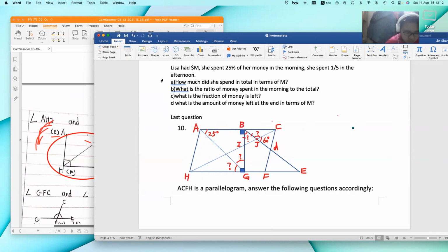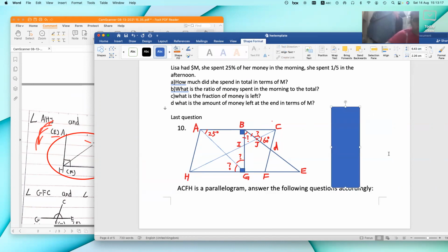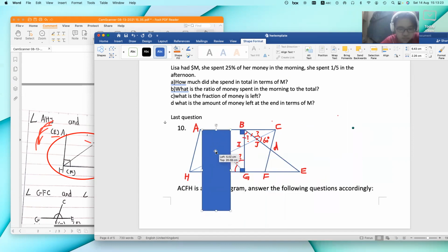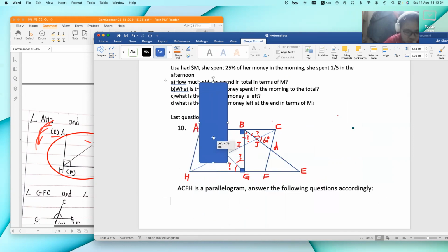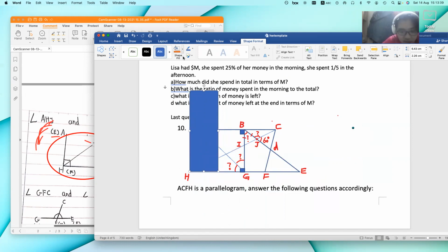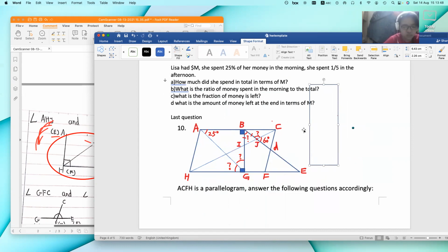So you don't only look. Let's say you have a ruler here. Are you listening? You park it. Is this 90? BAH, is this 90? No, cannot. Park it here. AHG, is it 90? Is it 90 or not? AHG is 90. So AHG is also 90. Then continue. Keep using your ruler to find the 90 degrees. Which one?